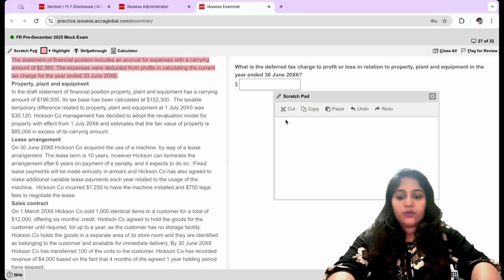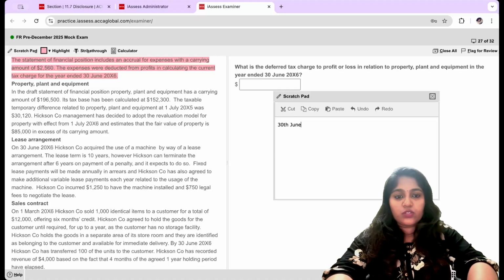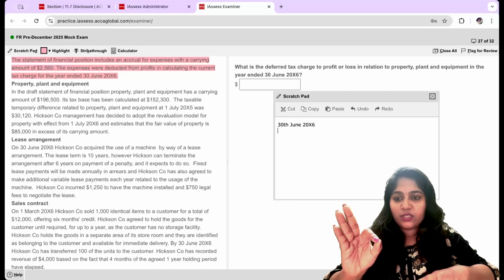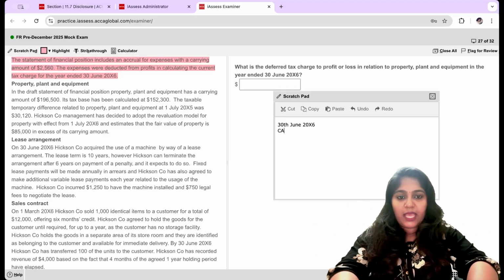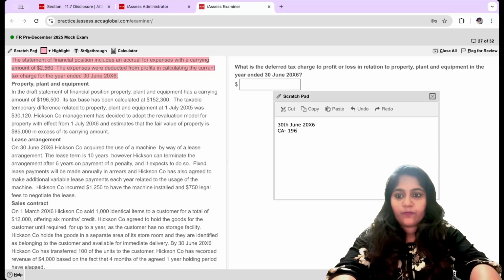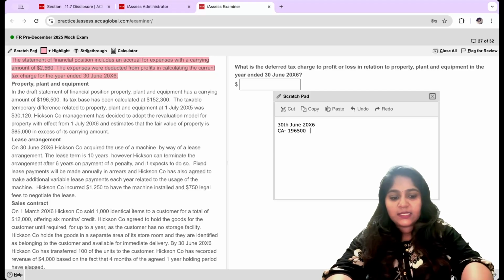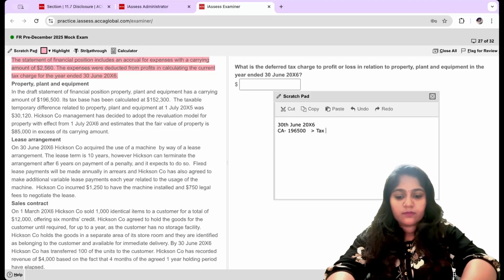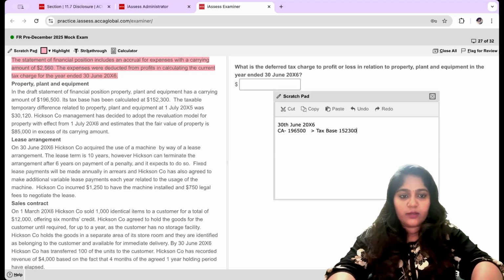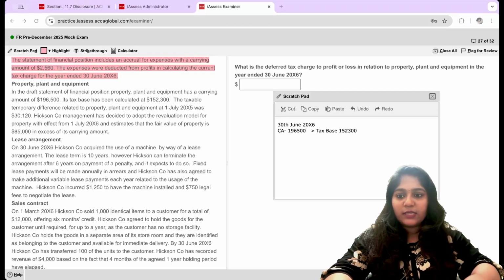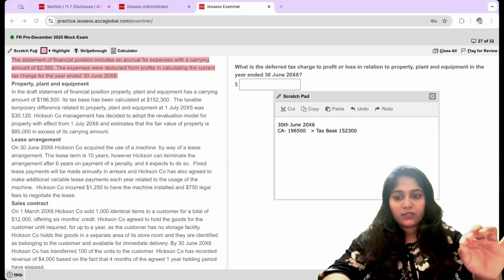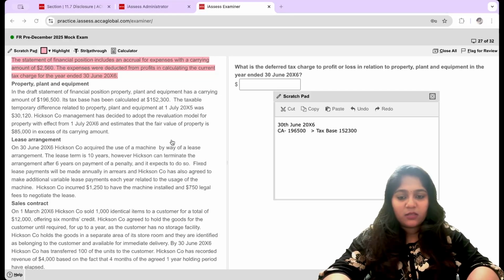This question is for 30th June 20X6. Please understand, in the draft statement of financial position, PPE has a carrying amount of 196,500 and a tax base of 152,300. Now this leads to taxable temporary differences. How much are the taxable temporary differences? The difference between these two.